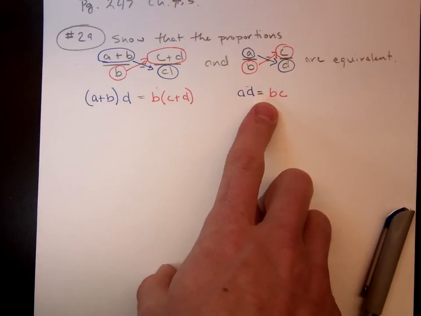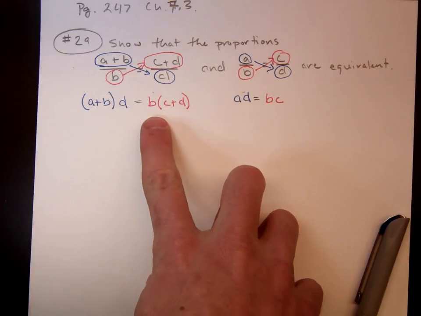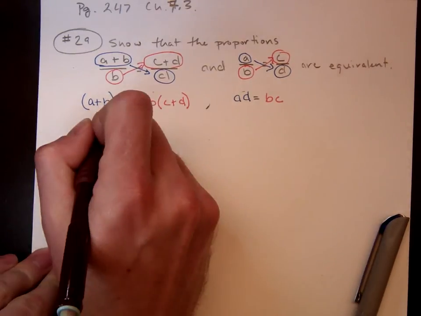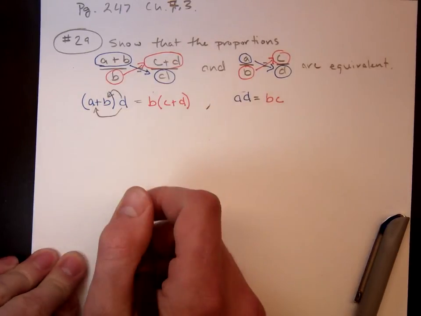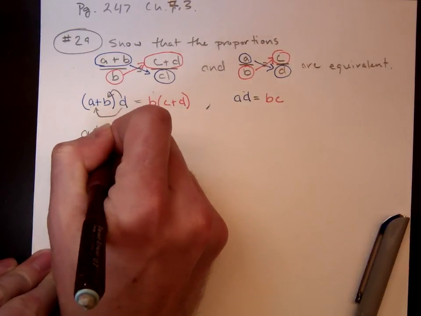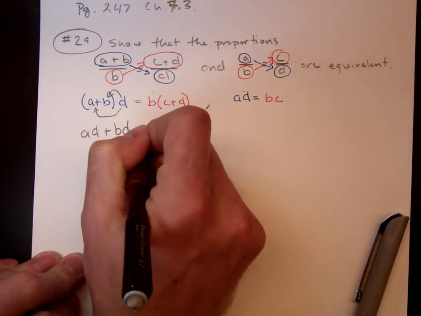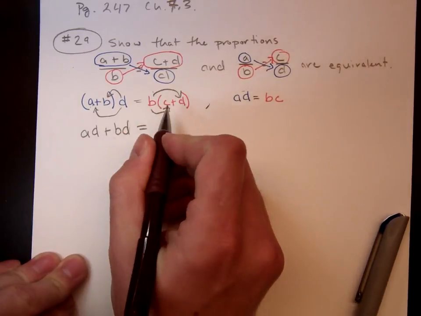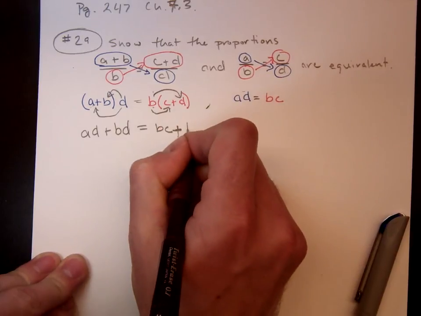Now I'm going to go ahead and leave this second piece here alone for just a minute, and what I'm going to do is take this one here and distribute those pieces. So I'm going to distribute the d to both the a and the b here, and so we're going to get ad plus bd. Okay. And that must be equal to, well, I'm going to distribute that b in here as well, and so b times c is just bc plus b times d is bd.